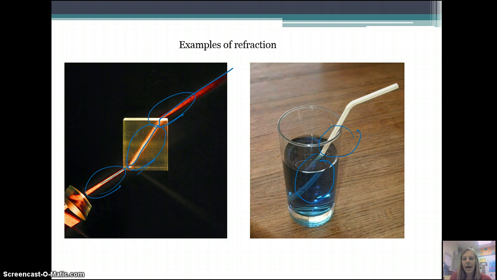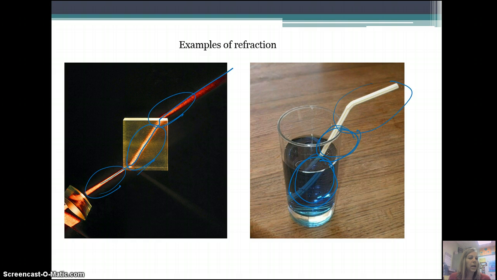Also, we have a glass that we're looking at here, and now we're looking at the straw through air, now we're looking at it through glass, now we're looking at it through water. And so because of the three different mediums that we're looking through, it just looks bent due to the way the light is traveling through each one of those three mediums.